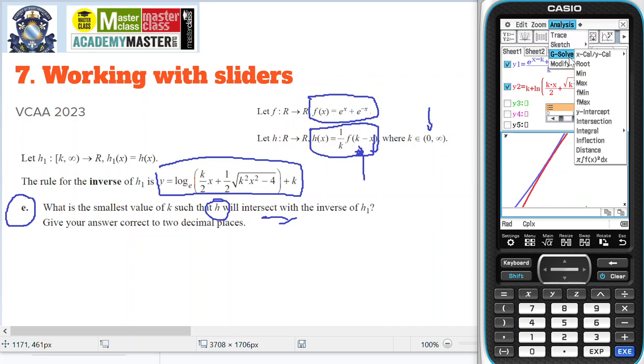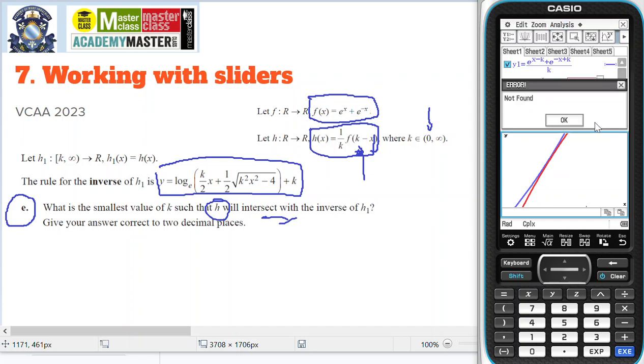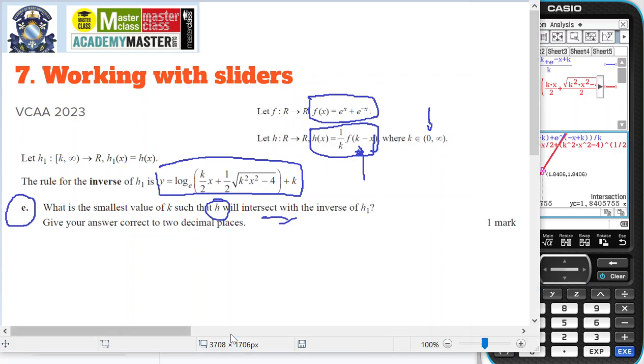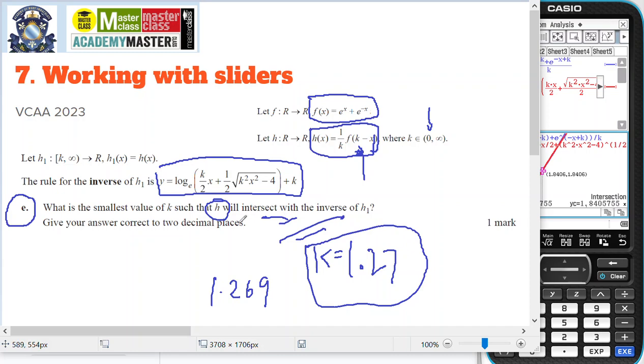1.268, none. 1.269, yes. So 1.269 will round to 2 decimal places to 1.27, which should be the value of k that gives you the smallest value of k that has an intersection point.